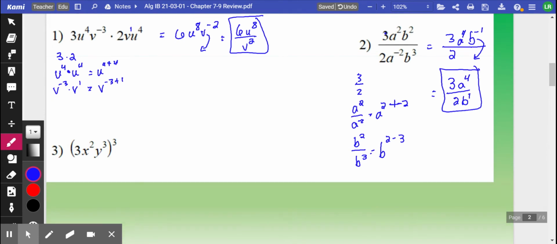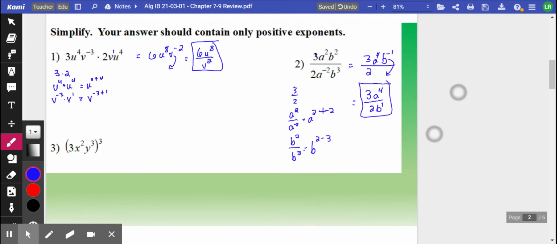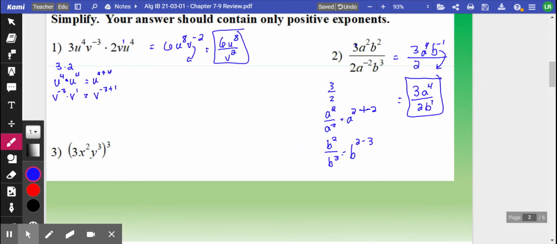The last one is the power property. With the power property, what that tells us is when we have all these things in parentheses and it's raised to an exponent, it has to be a monomial. So if there's any plus signs inside of that parenthesis, this rule no longer applies. If there's any minus signs inside of the parentheses, this rule no longer applies.